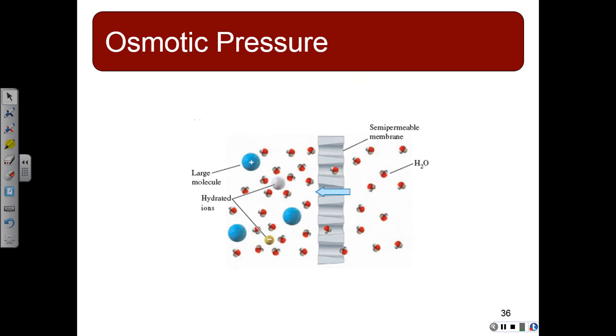There are numerous pictures showing this, but it's all the same. Here you have your membrane. This side is more concentrated. See how we have these big molecules here? And so water, H2O, is going to flow from low to high concentration.